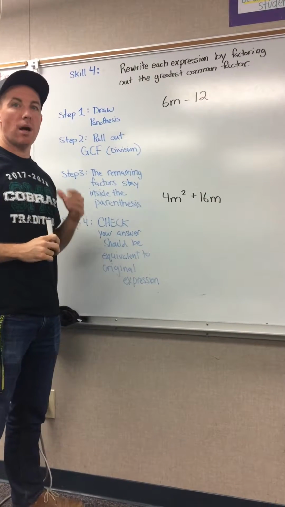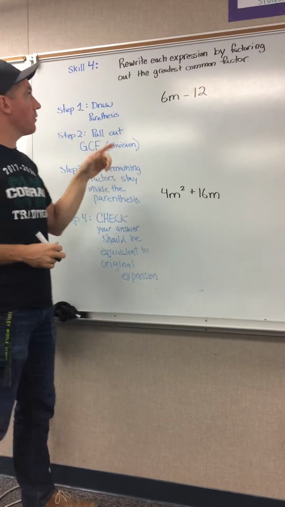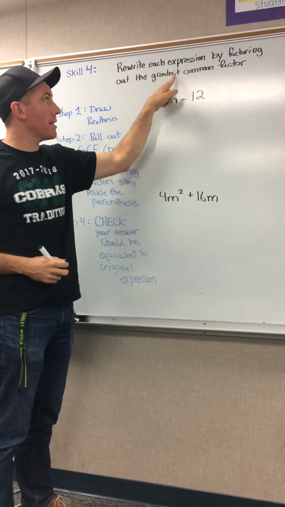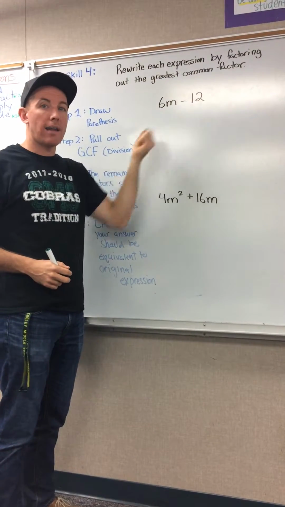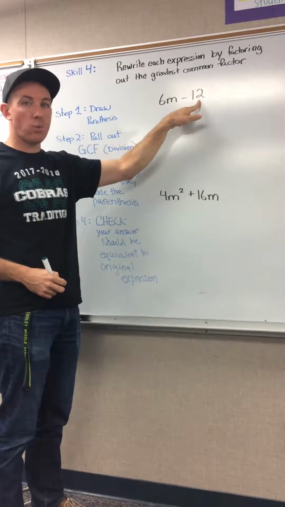Good morning. We're still in Module 3, Topic 1. Today we're going over Skill 4. Skill 4 asks us to rewrite each expression by factoring out the greatest common factor. Greatest common factor meaning that we're dividing. We're pulling out a number that's in both 6m and in 12.